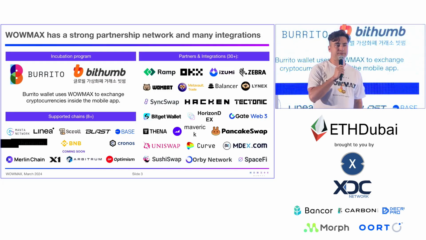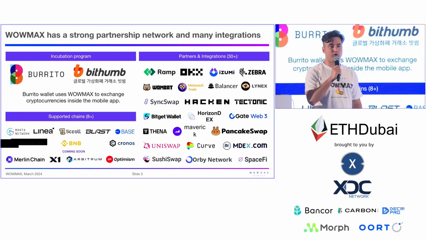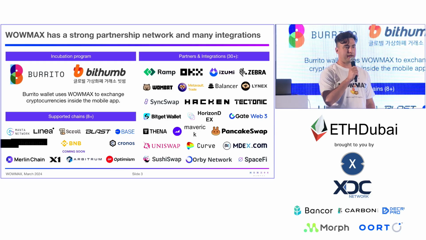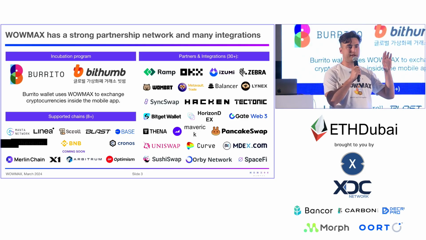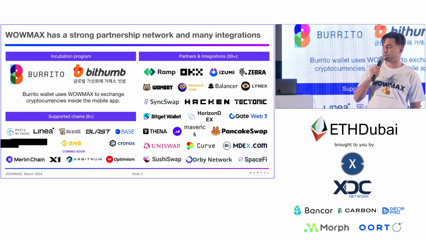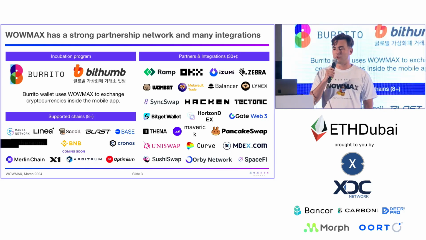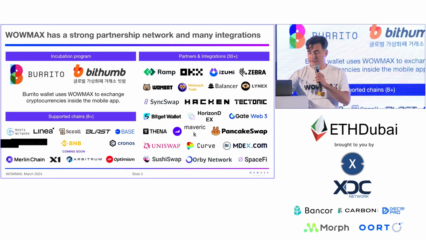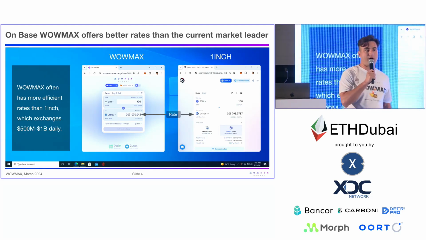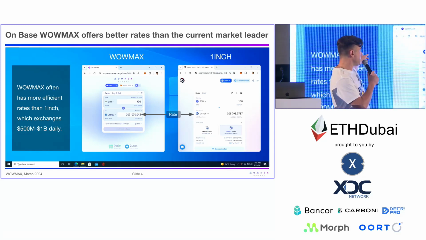We are incubated by the Korean exchange Bithumb, the second largest exchange in South Korea. They have a Korean MetaMask-like wallet called Burrito, and we process all the swaps inside the Burrito wallet. We have over 30 partnerships with different DEXs, such as Curve, Uniswap, Tena, OKX, Izumi, Zebra, and many others. So this is why WowMax is superior.